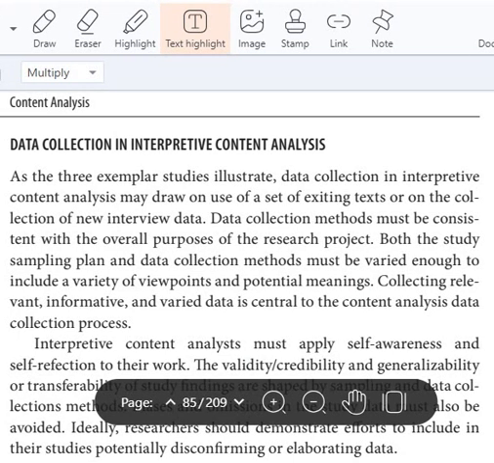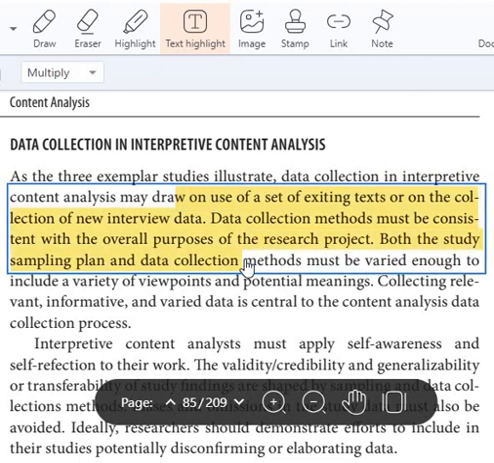Okay, let's go now to another subject here, which is data collection in interpretive content analysis. What about data that is collected here in this approach? As you know, data collection in interpretive content analysis may draw on use of a set of existing texts or on collection of new interview data. So that's okay if you want to depend on those already done or already available, or you can use new interview data. Data collection methods must be consistent with the overall purposes of the research project. You must always gather data that is relevant, that is related to your purpose.